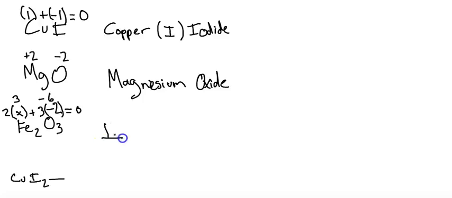So we're going to write that out. We have iron, parentheses, because it's a transition metal. And our charge is 3. So you can write a Roman numeral 3. And then we have oxide.